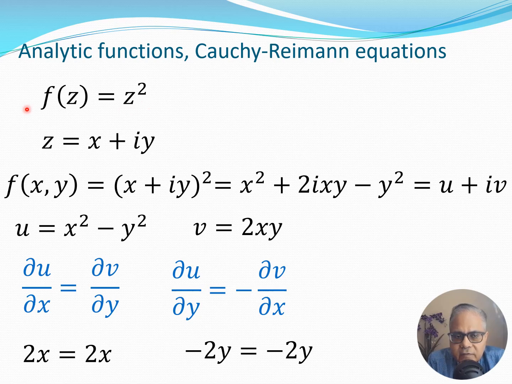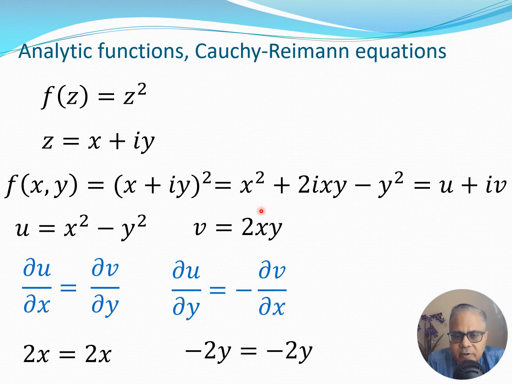Let's say there is a function f(z) equals z squared, and we use z here as a complex number which we can write as x plus iy. If I expand this complex number out, I could write it as a function of two variables f(x,y), that would be (x plus iy) squared. That would become x squared plus 2ixy minus y squared. Remember, the i squared y squared term becomes minus y squared because i squared is minus 1.